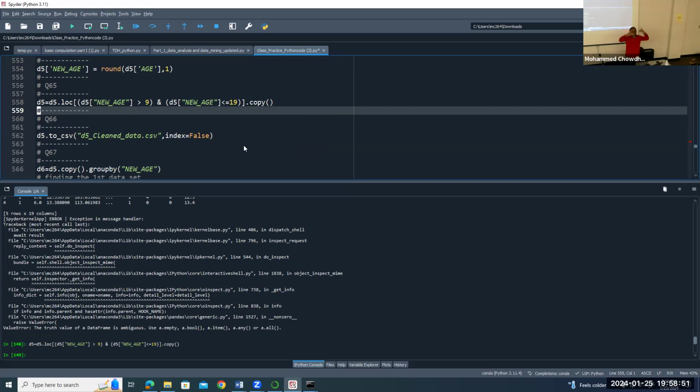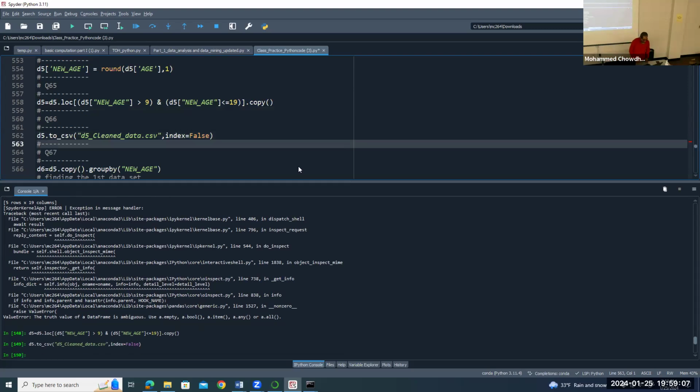I am the chief data scientist. I am the manager. I have access to all the data. I know all the secrets. Now I want to export this data to somewhere else. How can I export this D5 data? You just write this and it will be exported. Line 562, what I did: D5 dot to underscore CSV, D5 clean underscore data, index equal to false. That means the data should not contain any row index. Row numbers should not be created in there. So I exported the data somewhere in my computer.